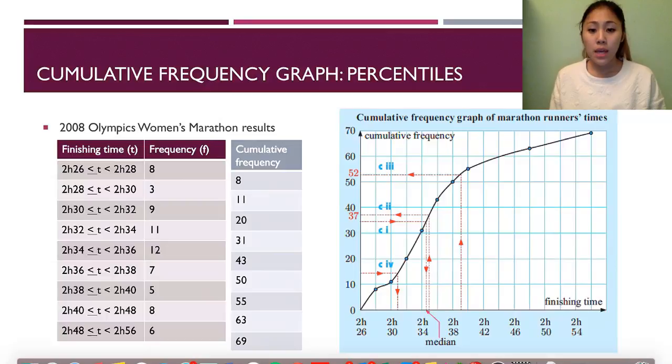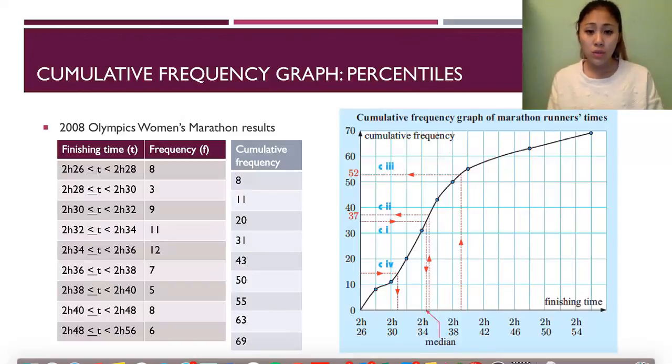So median means the middle number. 69 is an odd number, so we can essentially just divide that by 2 and figure out the middle number, which is what? 34.5, around that. So as you can see, do you see that the median, if we trace upwards, that's around 34.5, so around 35 at the cumulative frequency.